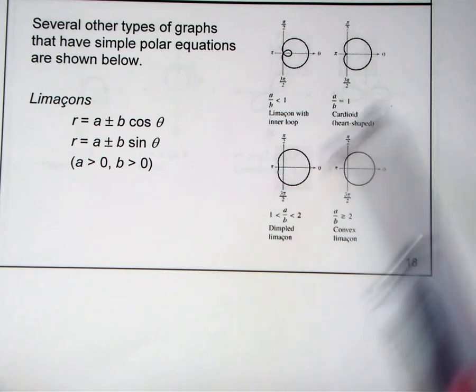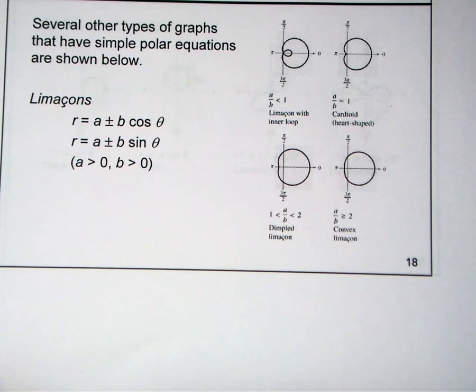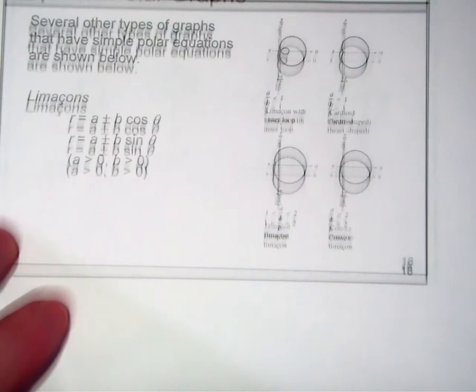It looks like it's going to be a circle and it just kind of flattens out. There's no dip in or point in or loop. It just flattens out, loses its curve.